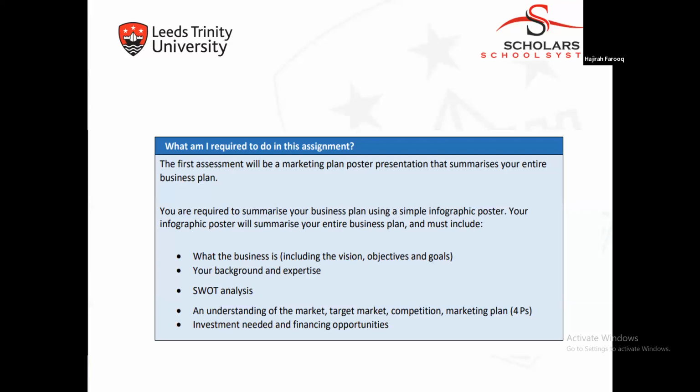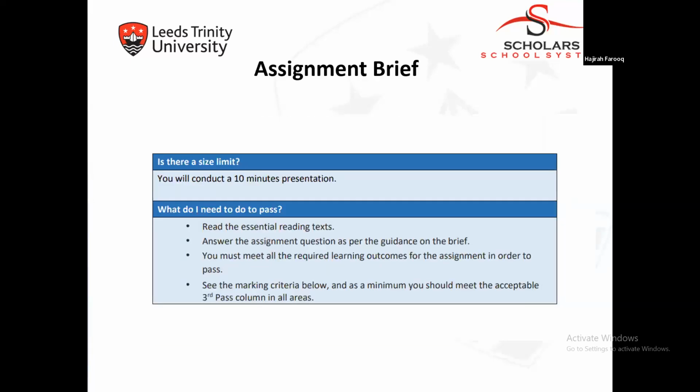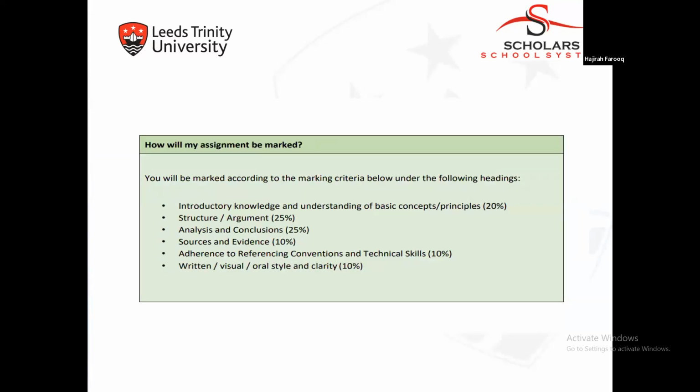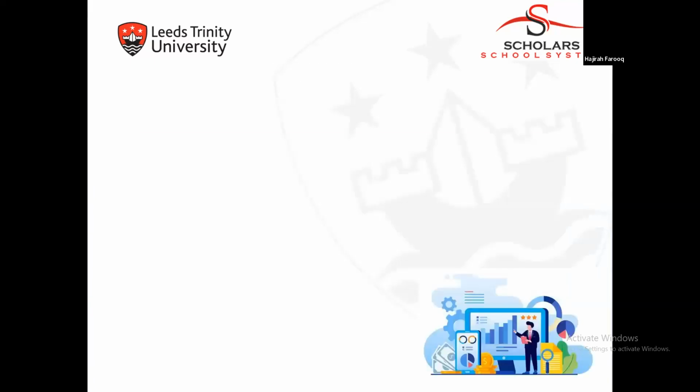Then they will conduct a SWOT analysis, and then they will display an understanding of the market, target market, competition, and marketing mix, which is the 4 Ps, and then the investment needed and the financing opportunities for that particular business idea. So this was the assignment brief. And then we discussed what the students need to pass. We discussed the marking criteria, and then we discussed the further topics.